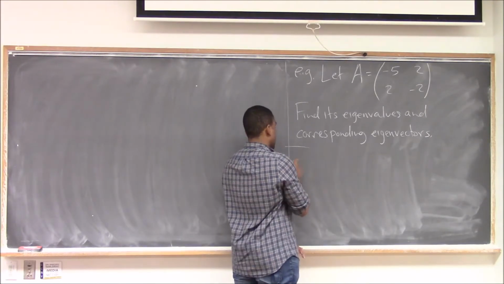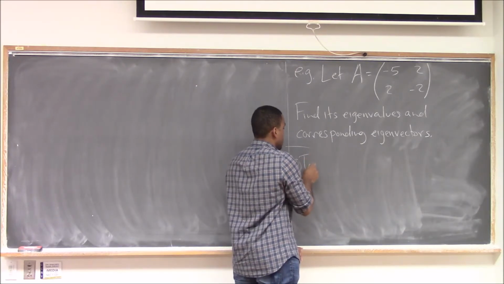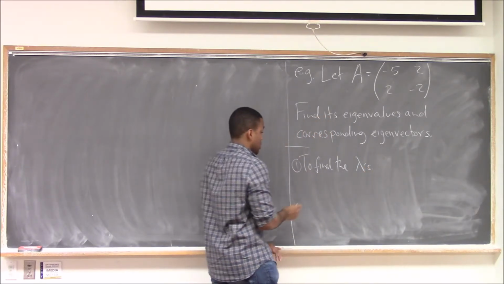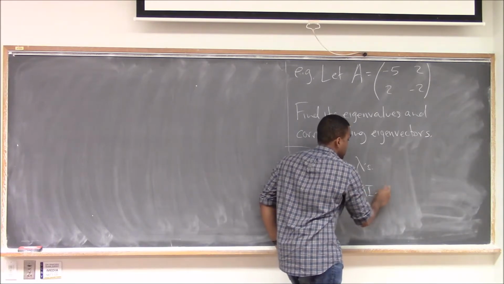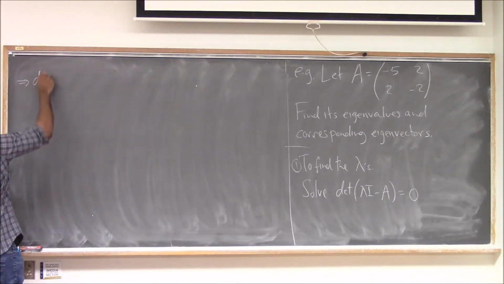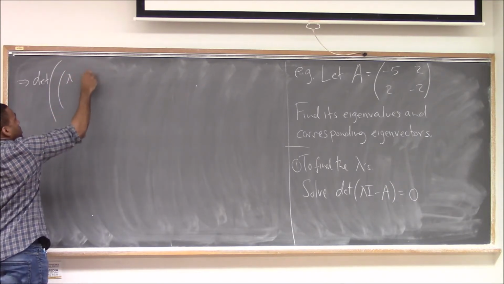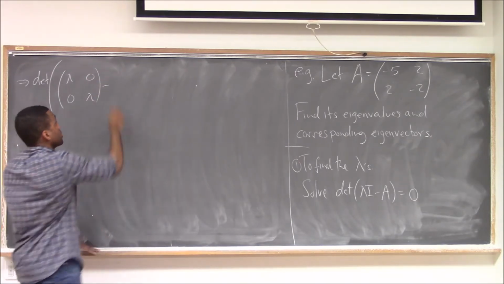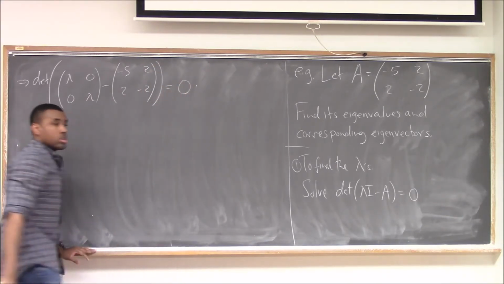So first, what we're going to do is find the lambdas, if there are more than one. We're going to solve the determinant of lambda I minus A equals 0. So that means the determinant of lambda I, which is of course the identity matrix times lambda, minus the A, and set that equal to 0.